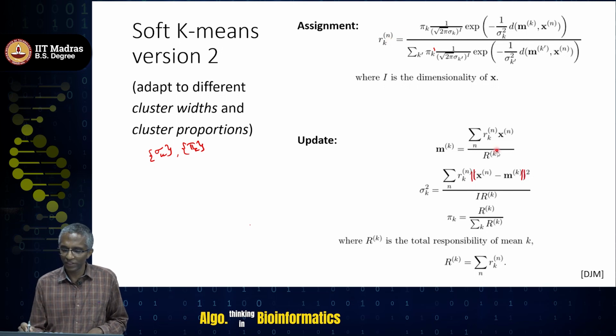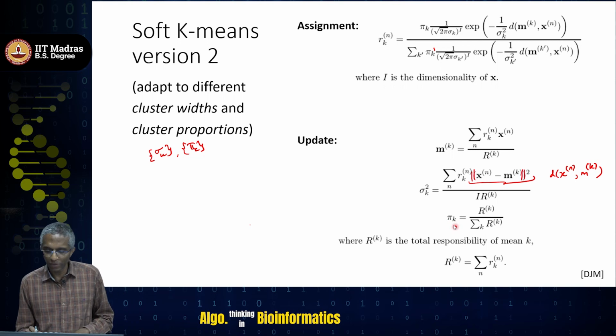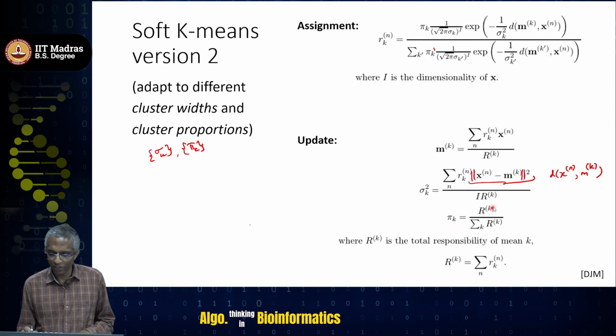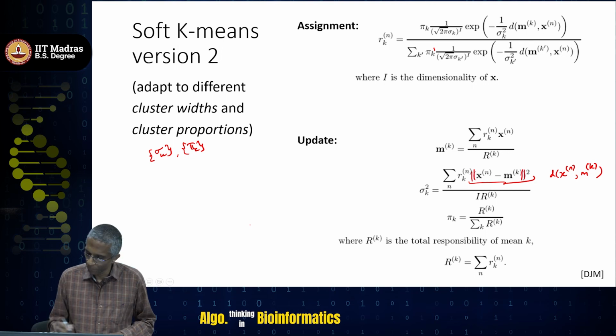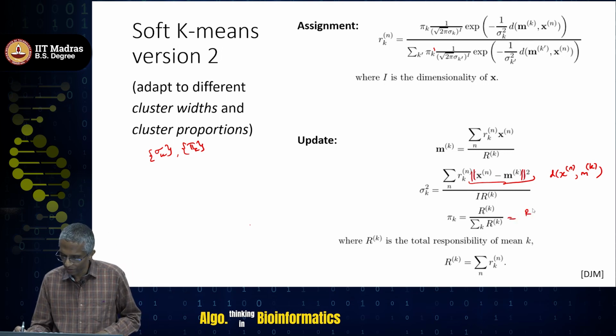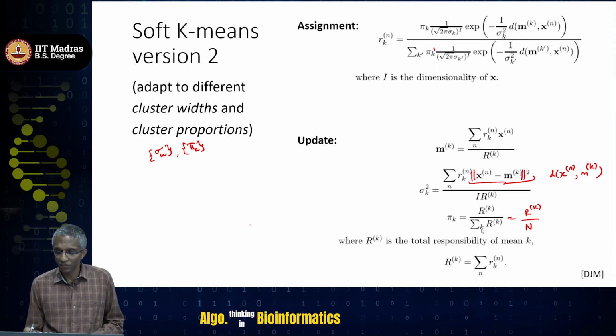Once you know the responsibility vectors, the mean remains the same, okay? And then the changes in the update step are only to sigma k squared and pi k, okay? We bring back pi k, which is going to be r of k over the sum over k prime of r of k prime, right? So the total responsibility for cluster k divided by the total responsibility, and we have seen this to be simply r of k divided by n, right? We know that the total responsibility of all the clusters has to be the number of data points n.